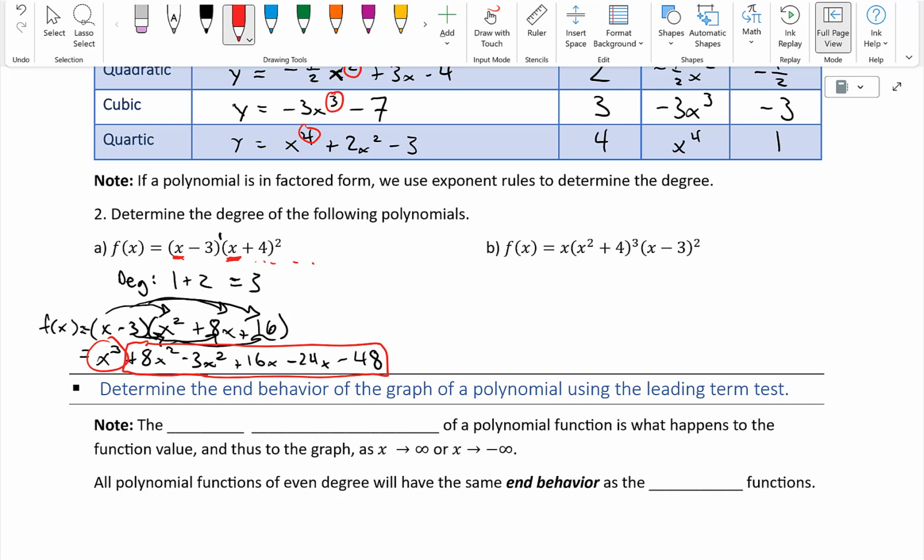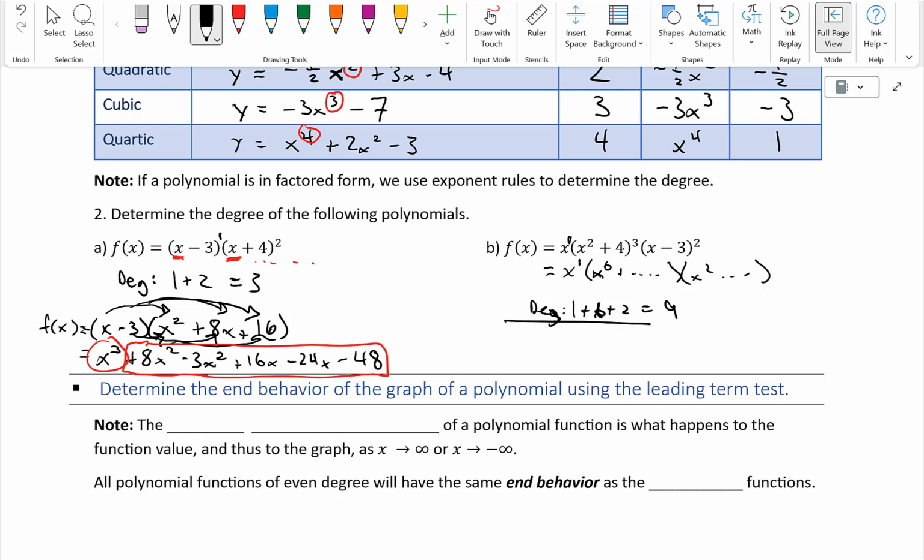All right, for b, we have x to the first times x squared plus 4 cubed times x minus 3 squared. And again, to kind of simplify the process, it's an x to the first. If we did expand this cubic, we'd end up with an x to the sixth, right? That's our 2 times 3, plus some more terms. And then we'd end up with an x squared. We know it's minus 6x plus 9, but just some other stuff. And so it's that x to the first plus the 6 plus the 2 to give us our degree here of 9.